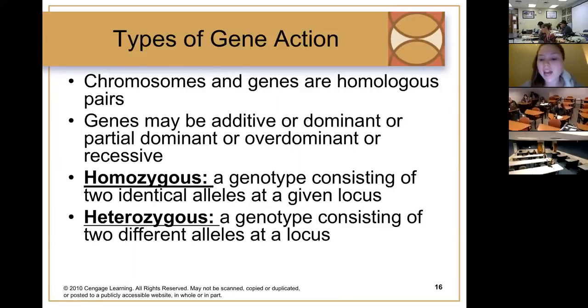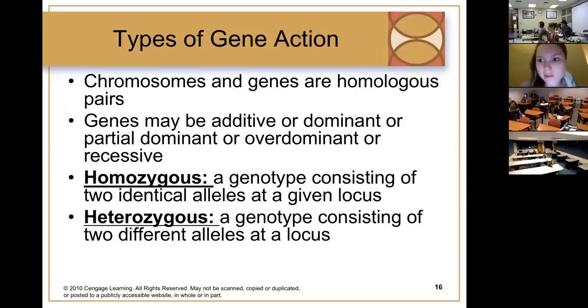So they could be additive. If you get both of those genes, you have an additive effect that's better than just two of the same, or one. Or they could be dominant. We'll talk about that a little bit more in an example. But for example, brown eye color is more dominant than blue eye color. So if you get the gene for brown and you also get a gene for blue, you're going to have brown eyes. That's how that works.